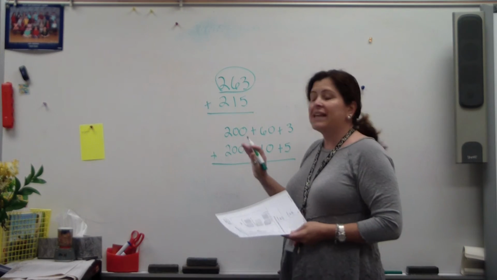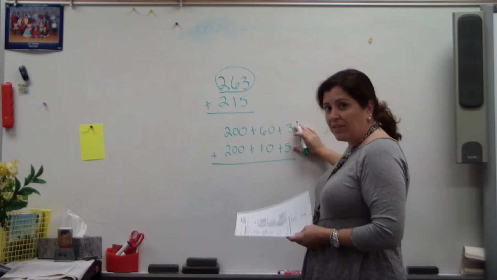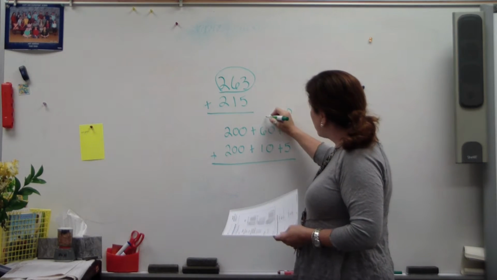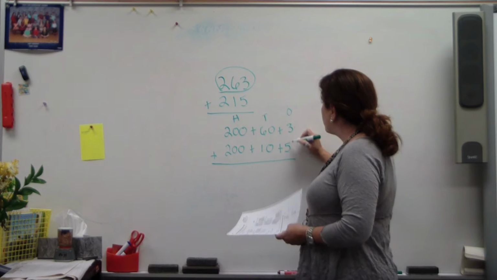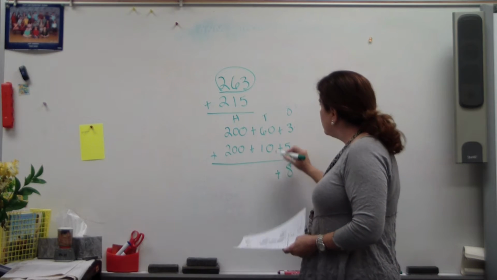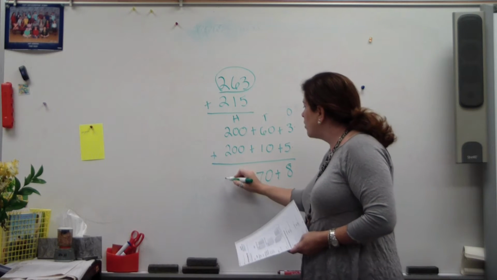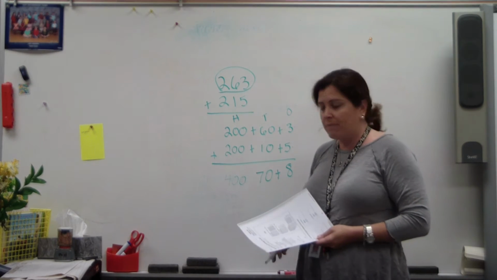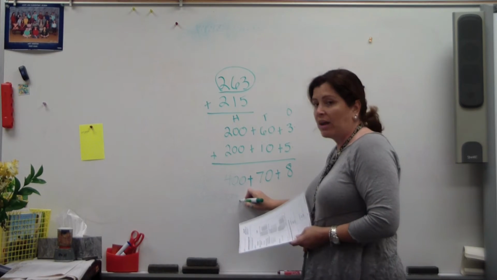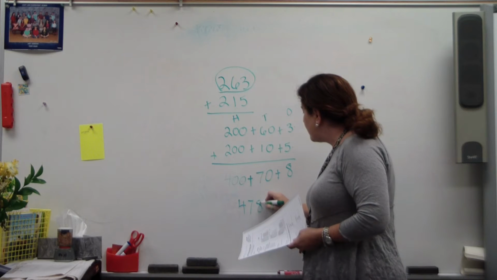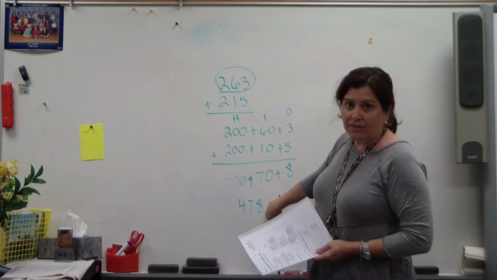Now, all we need to do is add up our expanded forms here, okay? And you'll see also that I have aligned them. I've got my ones, I've got my tens, and I've got my hundreds, and they're lined up together. They're not spread apart. So I have 3 plus 5, and that's going to give me 8. 60 plus 10 is going to give me 70. And 200 and 200 is going to give me 400, right? So now I have 400 plus 70 plus 8. And I can write that out as 478. So therefore, 263 plus 215 is 478.